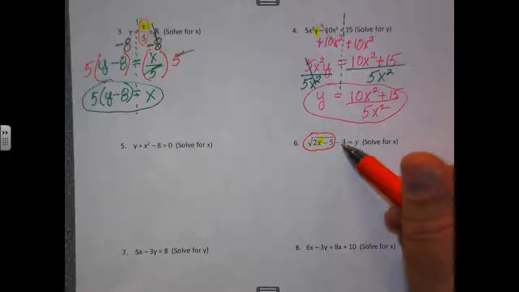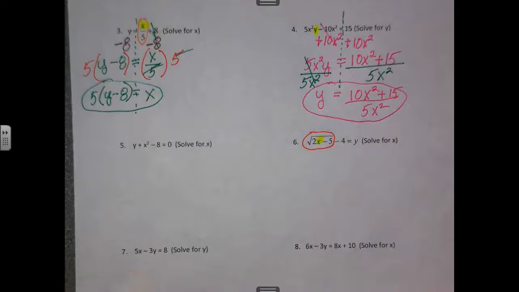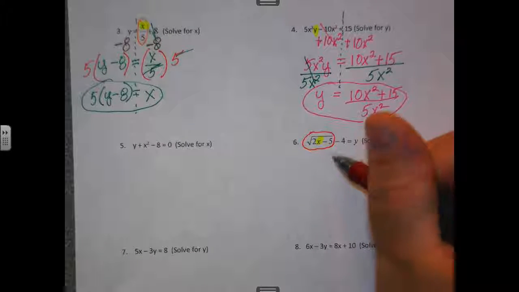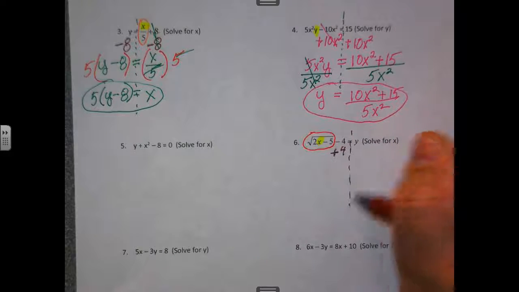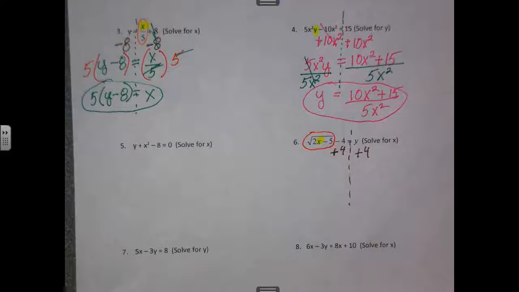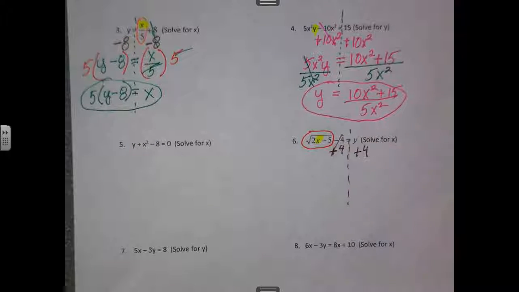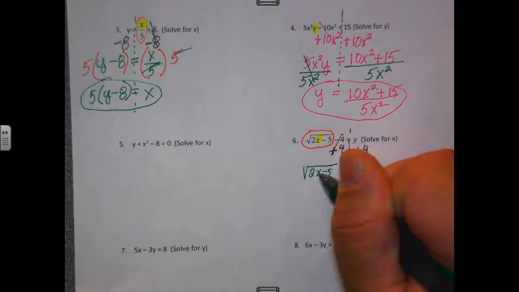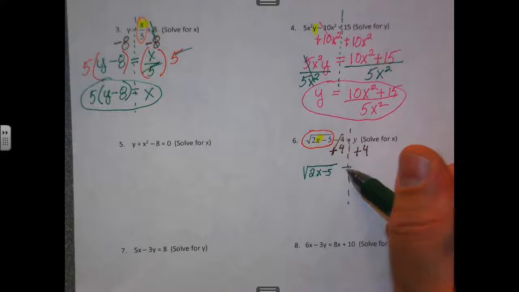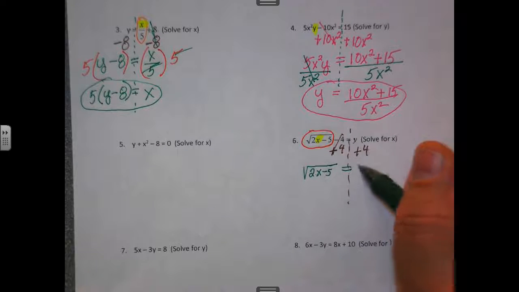Okay, so I have a minus 4. I'm going to add 4 to both sides. These 4's add up to 0, and then I've got the square root of 2x minus 5 being trapped. That x is still being trapped by that radical. And I've got y plus 4.